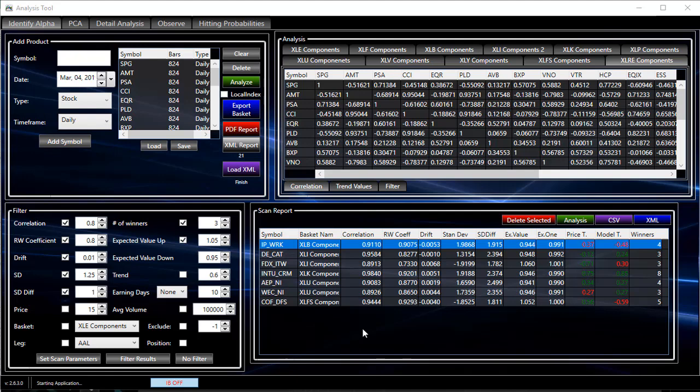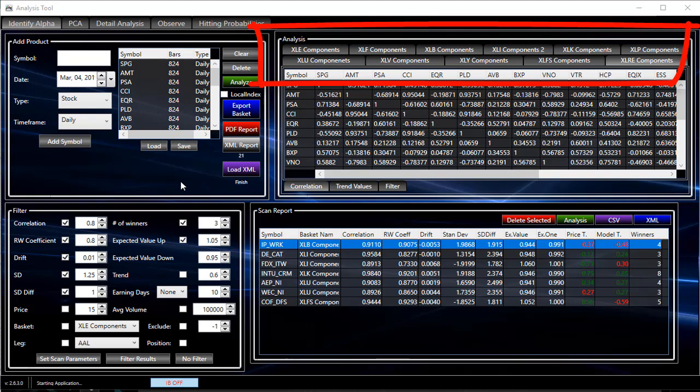Today we're going to take a look at some trade ideas based on relative value. Let me tell you where we are right at the moment. I've created 11 baskets and they are based on the components of the SPDR sector ETFs. So these are the 11 baskets.